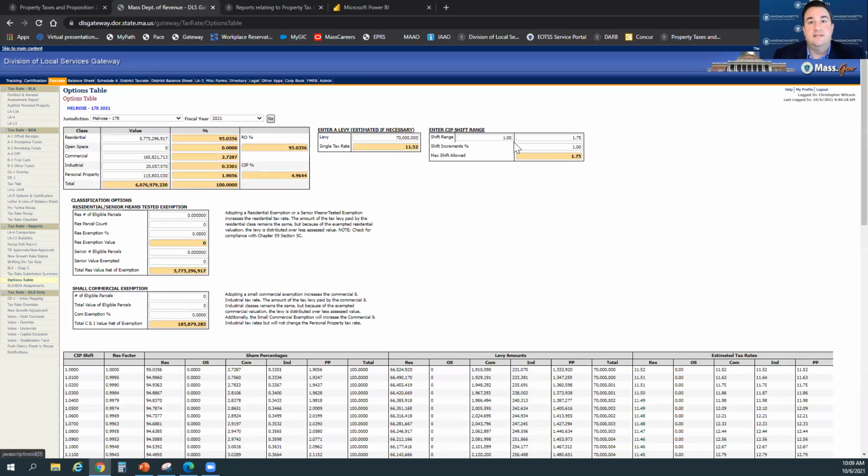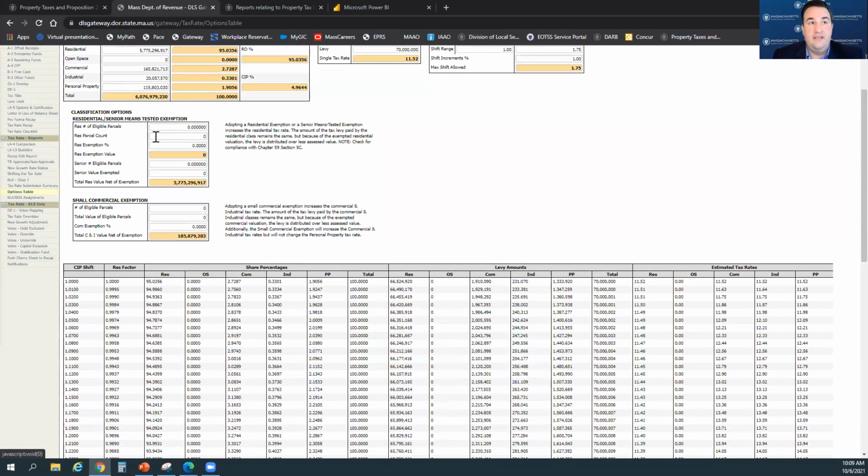So what this does is it allows us to put in the levy that's coming up. It basically allows us to select a single tax rate, and it allows us to come up with a range of shifts from 1, which is considered not shifting. So that would be tax rates the same on both sides, all the way to 1.75, which at this point is the maximum allowed by law for this community. So the shift increments are down here.